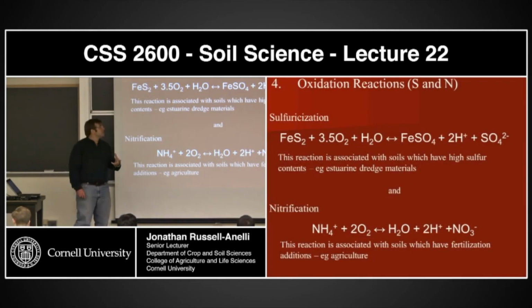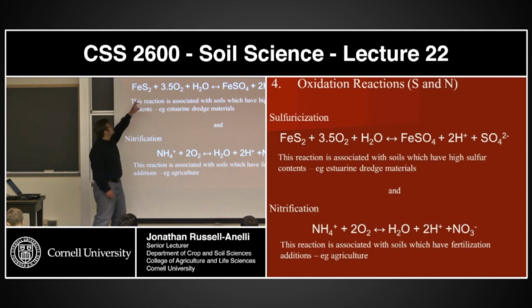The next reactions are basically oxidation reactions, and there are two of them that I want to talk about. One is sulfurification and one is nitrification. Sulfurification, so this is basically a sulfide versus a sulfite. In essence, this is a reduced sulfur. It was used as an electron acceptor in an anaerobic system.